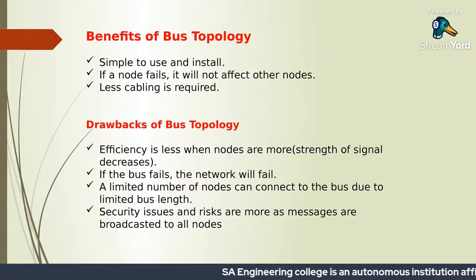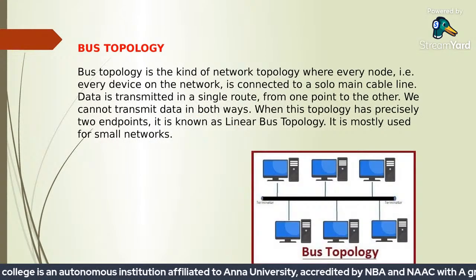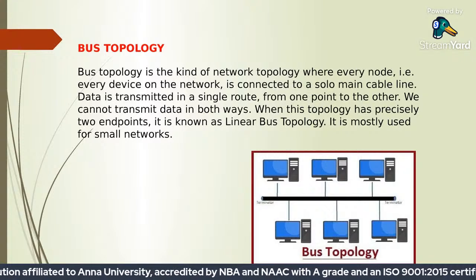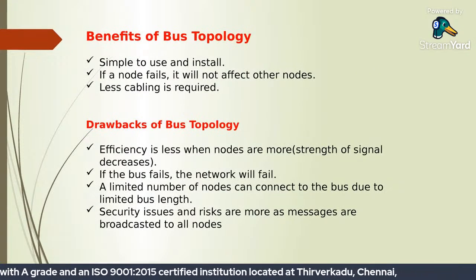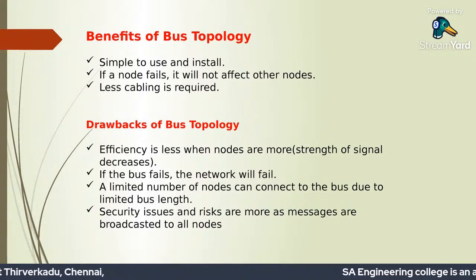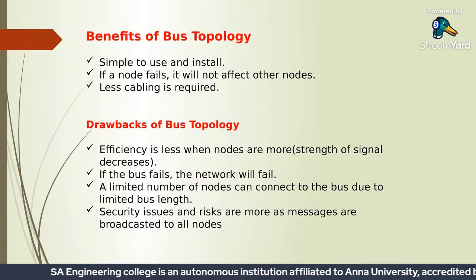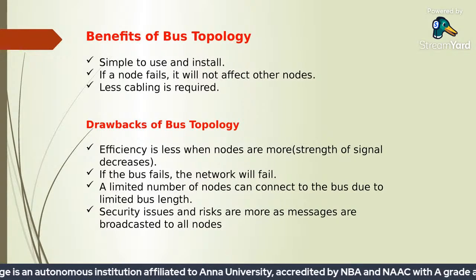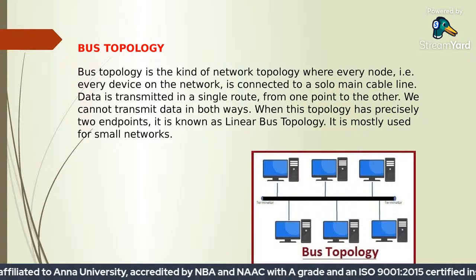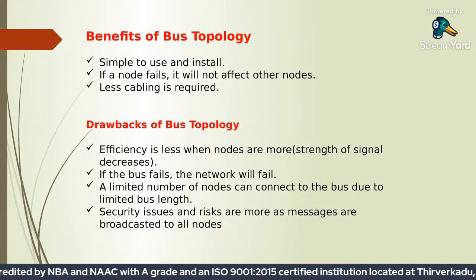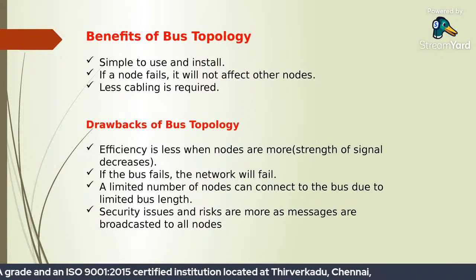Next, drawbacks of bus topology: efficiency is less when nodes are more. For bus topology, when we are considering 6 devices, its efficiency is more. When we are considering more than 100 devices, the strength of the signal will decrease, so in the worst case the network will fail. If the transmission media of the bus fails, the whole network will fail. A limited number of nodes can be connected to the bus due to the limited bus length. The transmission media size is limited, so we can connect only a limited number of devices in bus topology. And security issues and risks are more as messages are broadcast to all the nodes.